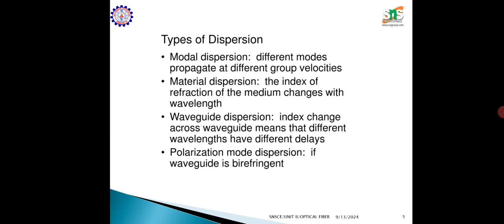In polarization mode dispersion, the waveguide will be birefringent. So these are the different types of dispersion. Due to this, the light can be broader in the output.